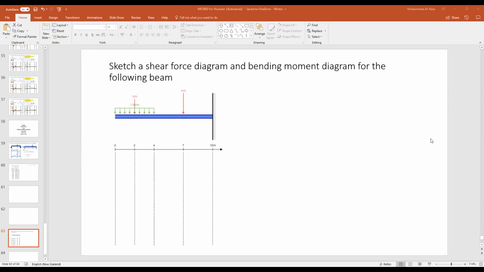All right, so let's start with this question. Sketch a shear force diagram and bending moment diagram for the following beam. Please mute. Someone is adding the voice. I can hear my voice as feedback, coming back to me.